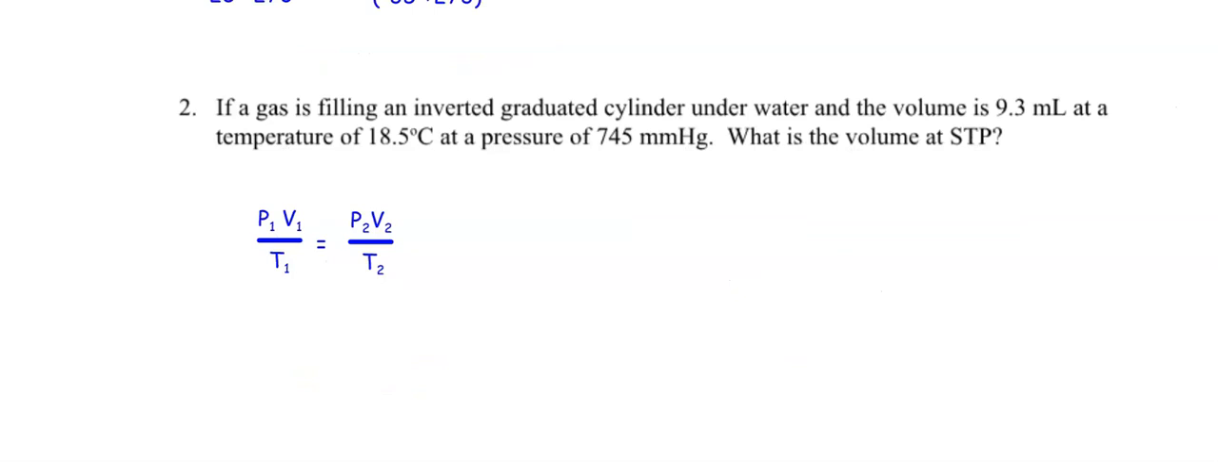All right, so if a gas is filled in an inverted graduate cylinder underwater and the volume is 9.3 at a temperature of 18.5 degrees Celsius at a pressure of 745 millimeters of mercury, what is the volume at STP?